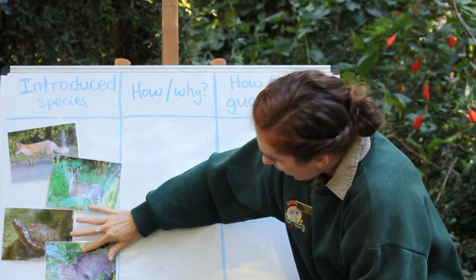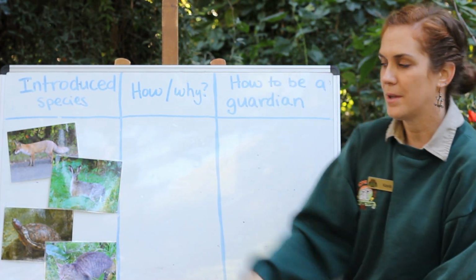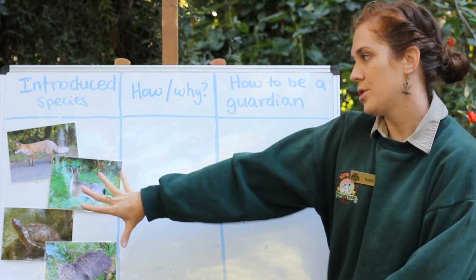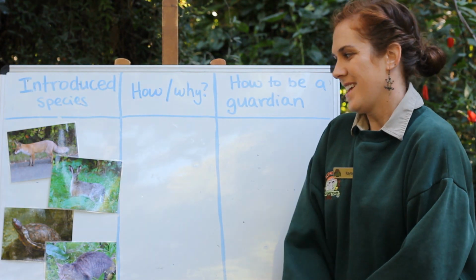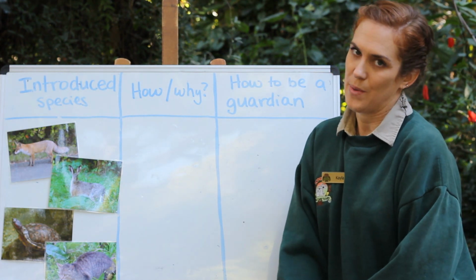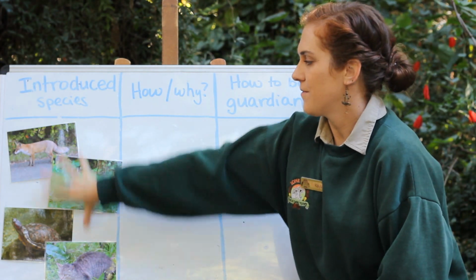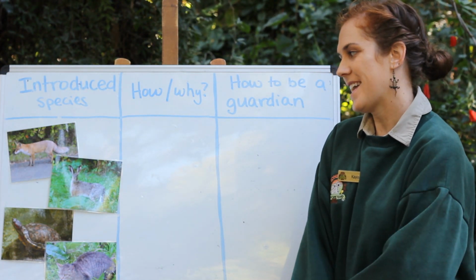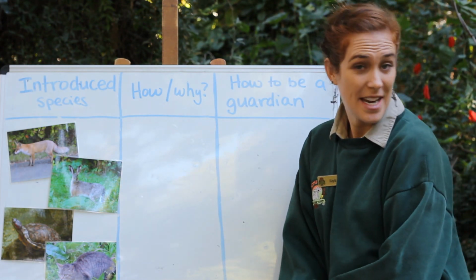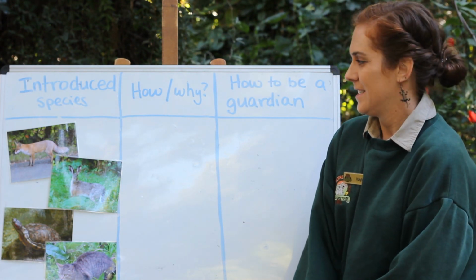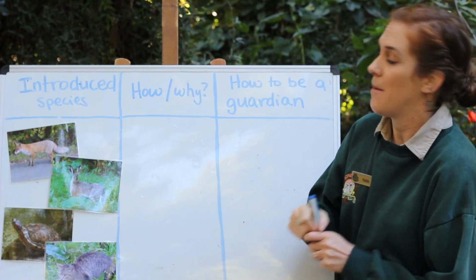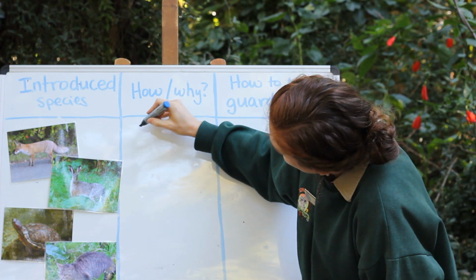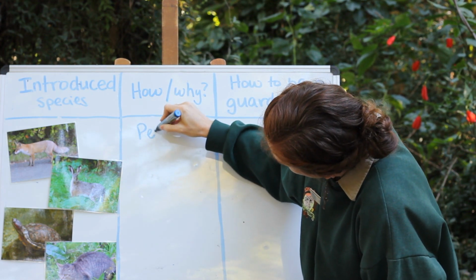So all of these animals, this is just an example of some of the common ones that we see here, and all of them came to Australia in not the same way but a similar way. So how do you think these four animals came to be in Australia? Did they swim across the ocean and end up here? So the common thing about these animals is that they were all brought to Australia by people.